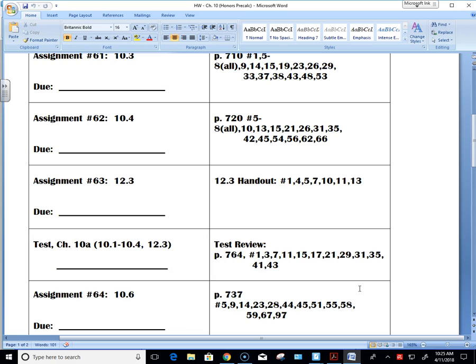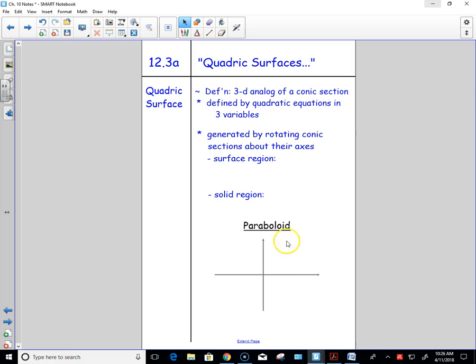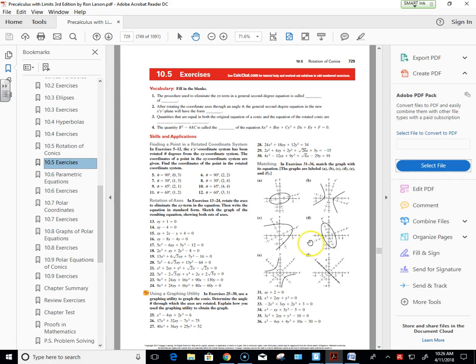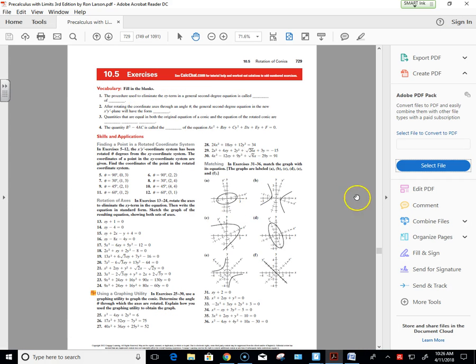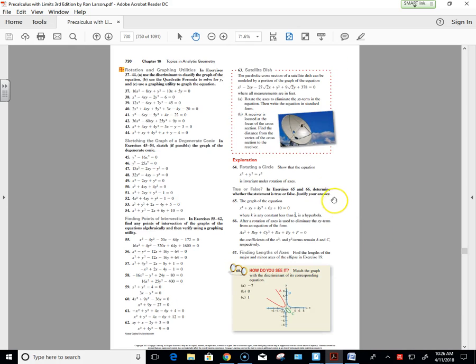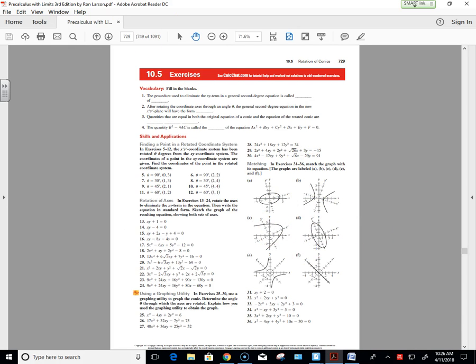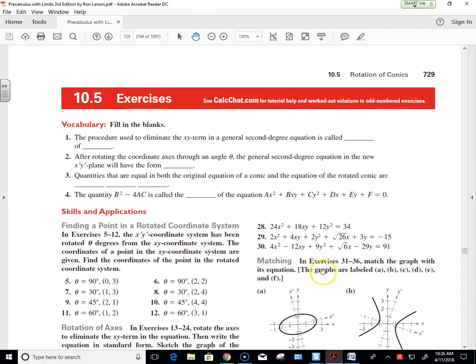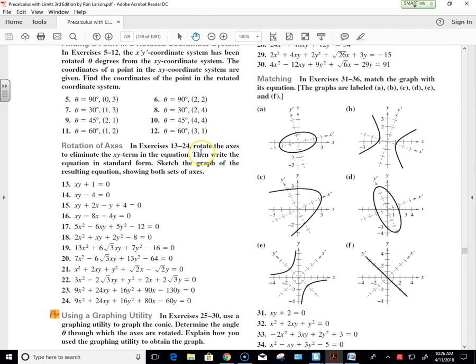Our test is going to cover chapter 10A. There's a 10A and 10B. For our chapter 10A, it's going to be 10.1 to 10.4 and then 12.3. Now, you might be like, well, what was 10.5 if that's what we're skipping? What do you guys notice about our conics? They've been rotated. They've been twisted. The axes are no longer horizontal or vertical. Now they're at different angles. This would have been our 10.5.